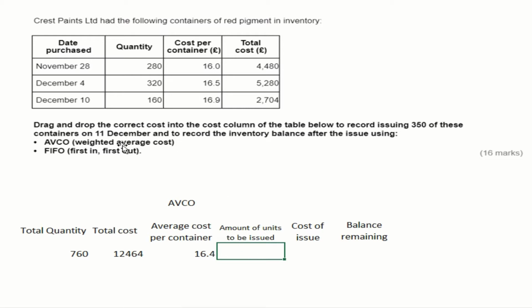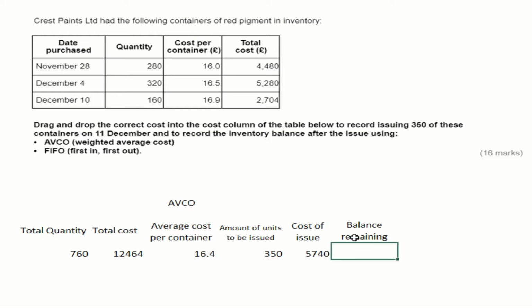We then need to look at the question to find out how many units we are going to be issuing. It says, drag and drop the correct costs into the cost column of the table below to record issuing 350 of these containers on December the 11th, and to record the inventory balance after this. So the amount to be issued is 350. We then need to times the units to be issued by the average cost per container, times by 350, and we get 5740.